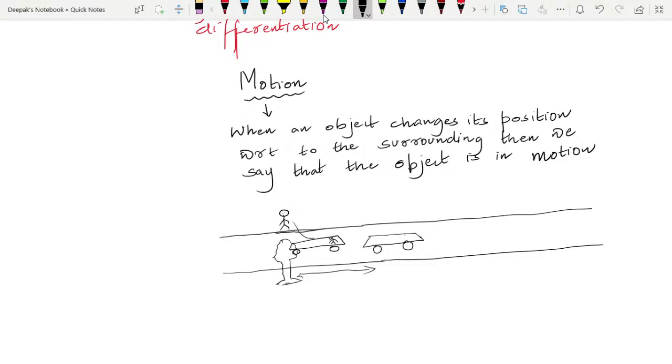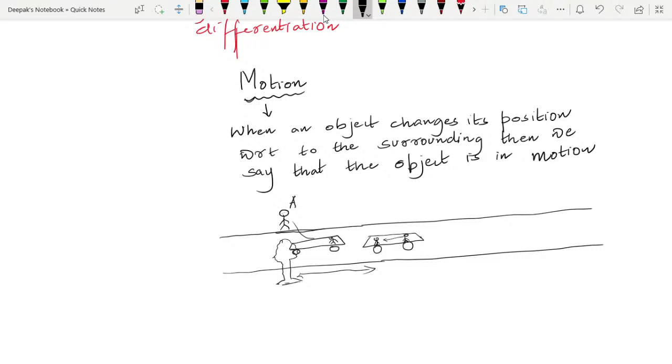But suppose there is another passenger sitting with you inside the car. Right? So now you will constantly see this passenger here itself. He will not change position. He will be sitting there only, right? So in that case, you will say that this person is not in motion with respect to you. But let us call this person A. With respect to him, your fellow passenger is in motion, but with respect to you, he is not in motion, because his surrounding is not changing.